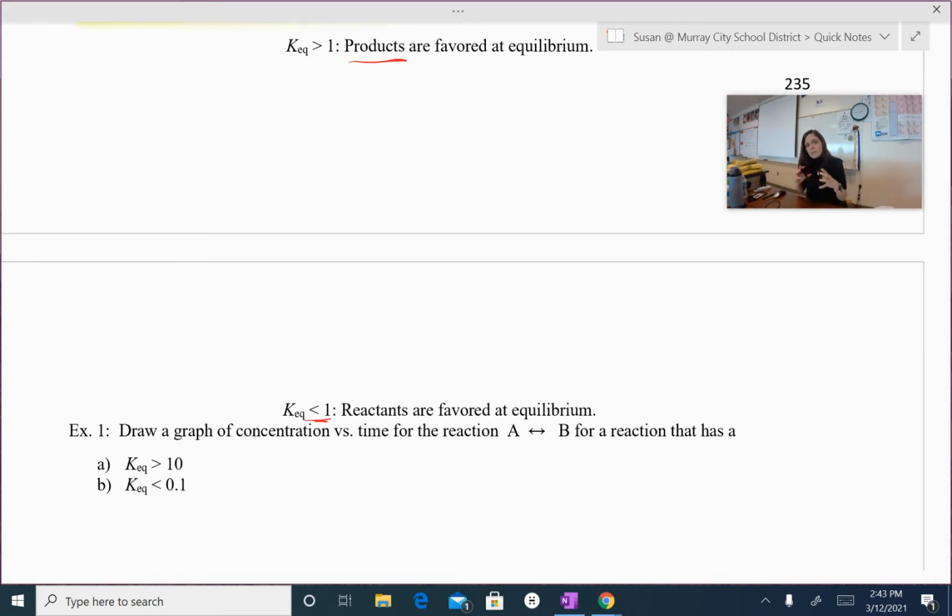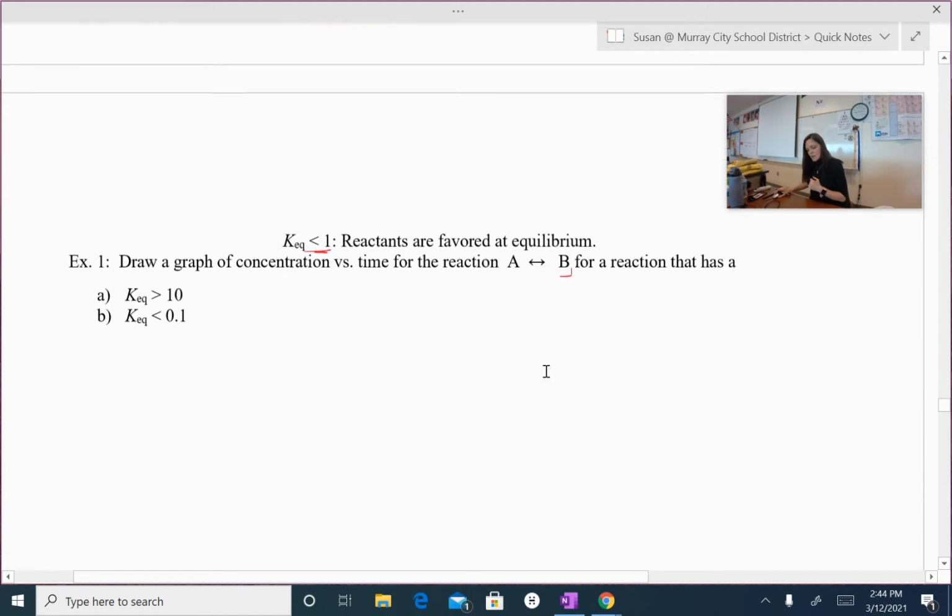Okay, so I want you to think about this. If I wanted to draw a graph of concentration, so we're going to put concentration on the y-axis, and we're going to put time on the x-axis, for A going back and forth with B for a K that is greater than 10. That means we have a lot of products. So how would that work? Take a minute and draw that.